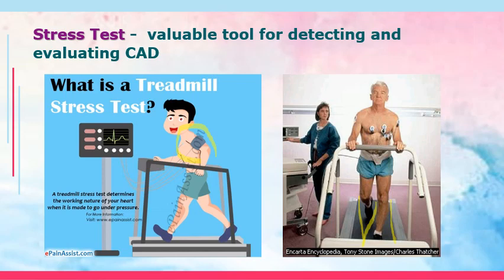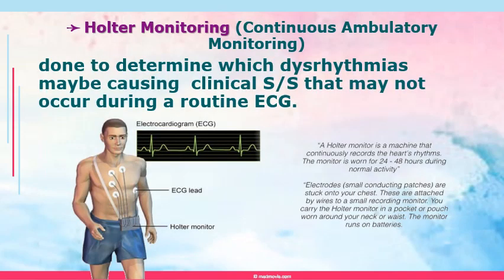Then you have your Holter monitoring. When I talk about your Holter monitoring, it says continuous ambulatory monitoring. This is done among patients with angina to determine which dysrhythmia may be causing clinical signs and symptoms that may not occur during a routine ECG. Take note, your routine ECG could be done in just matters of minutes, 2 to 5 minutes maybe. Now, your Holter monitor may be able to detect ECG changes that your patient experienced throughout the day during a usual workday. What happens is that they're wearing electrodes, and then the electrodes are attached to the Holter monitor.